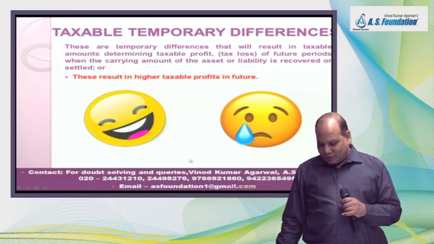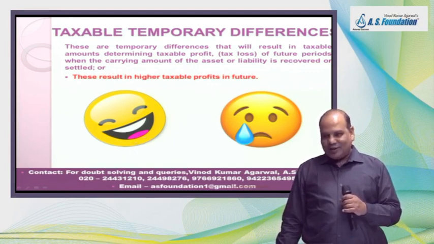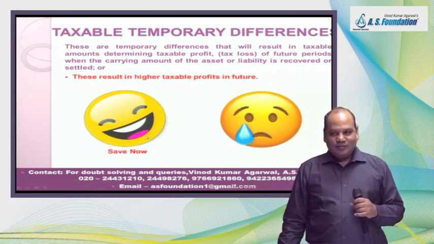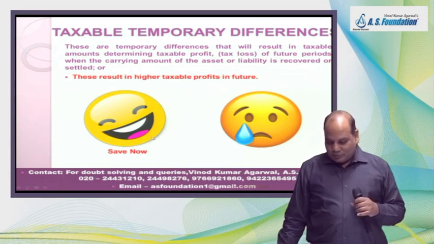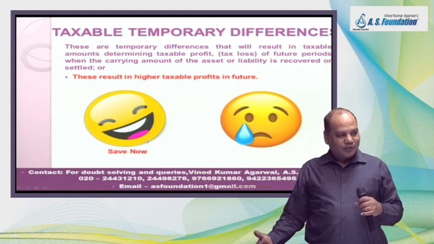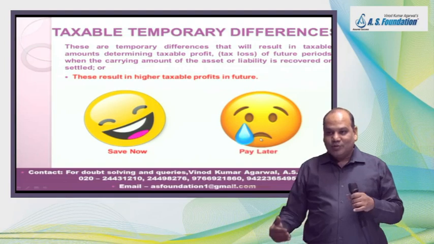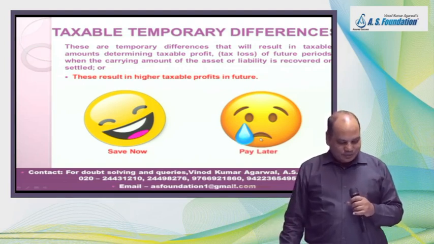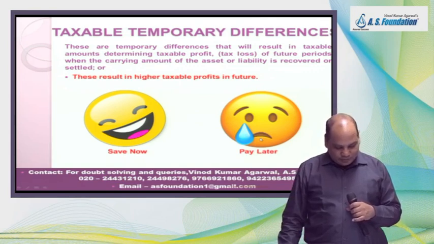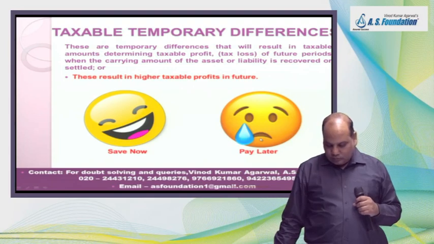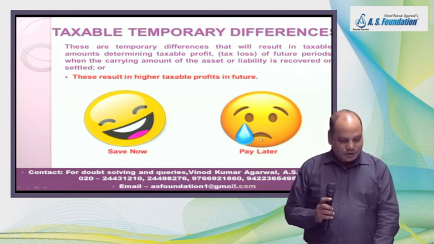Then a student is wondering what these two emojis are doing here. He is happy right now. Why are you happy? Because I am saving tax now. I have such a difference which helps me to save tax. So now I am happy. But then why are you crying? Because I have to pay more tax in future. So in brackets I have written for you: save now, tax later, pay later. Okay.